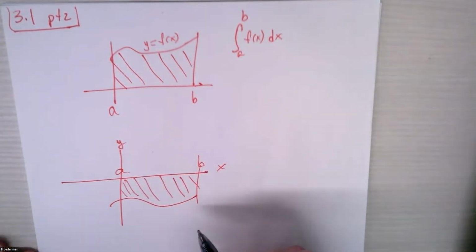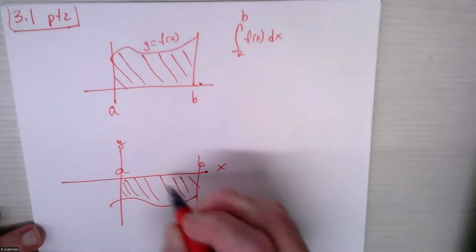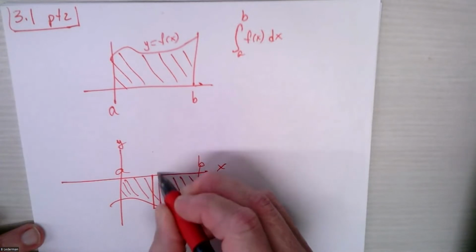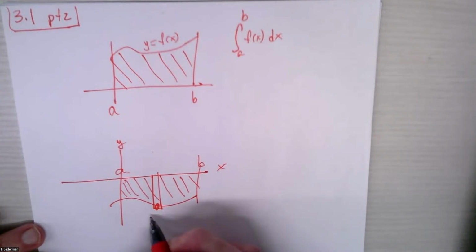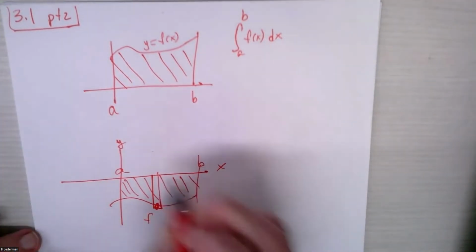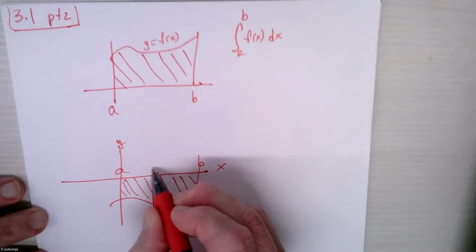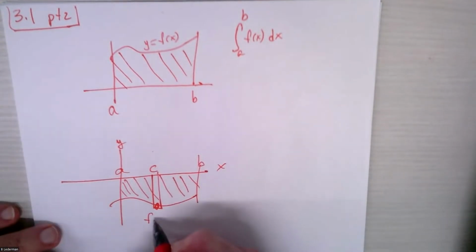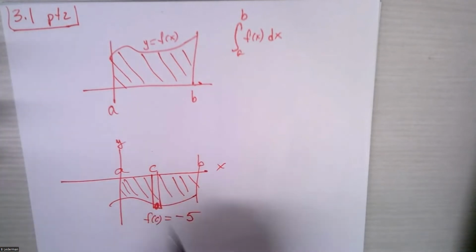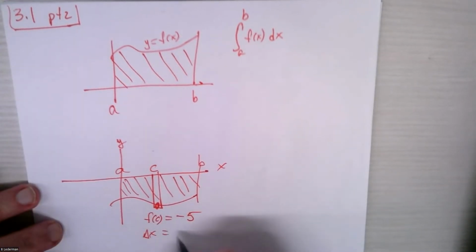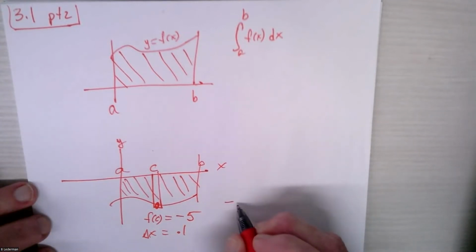The only thing is, if you remember, let's say we break this into rectangles. For this rectangle over here, we said the height is represented by the function value. So f of some random point c is like, I don't know, -5. And let's say the width, the delta x, is 0.1. So the area of this rectangle is -0.5.